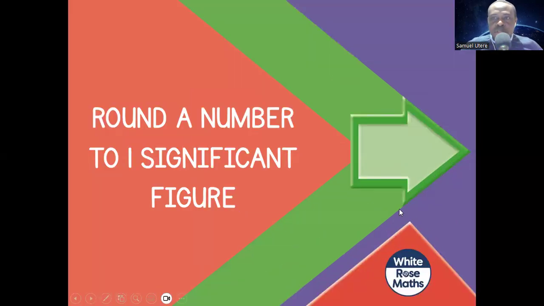So, in your previous lesson, you learned how to use comparison operators, the less than or greater than sign, to compare numbers. You also learned how to order numbers by taking a really good look at their place value. In today's lesson, you're going to learn how to round numbers to one significant figure.